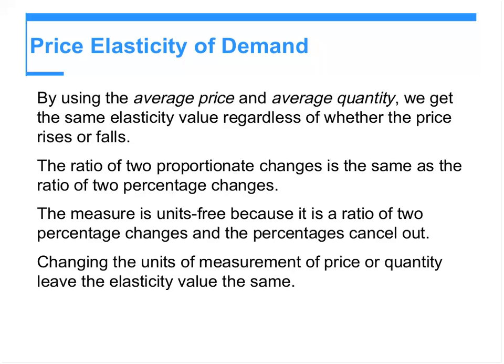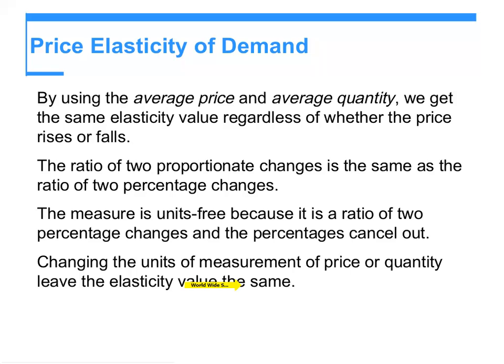So, if you look at the ratio that you just see, the ratio of two proportionate changes is the same as the ratio of two percentage changes. The measure is units-free because it is a ratio of two percentage changes, and the percentages cancel out. So we don't really look at the positive or negative, and we just look at the percentage difference. The units of measurement of price or quantity leave the elasticity value the same.